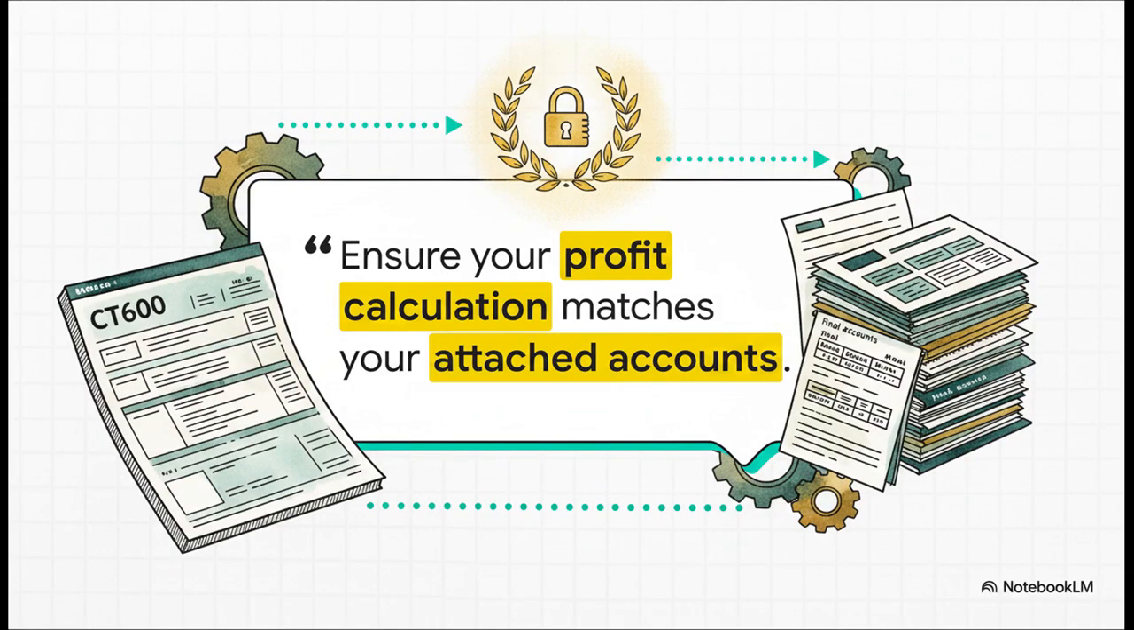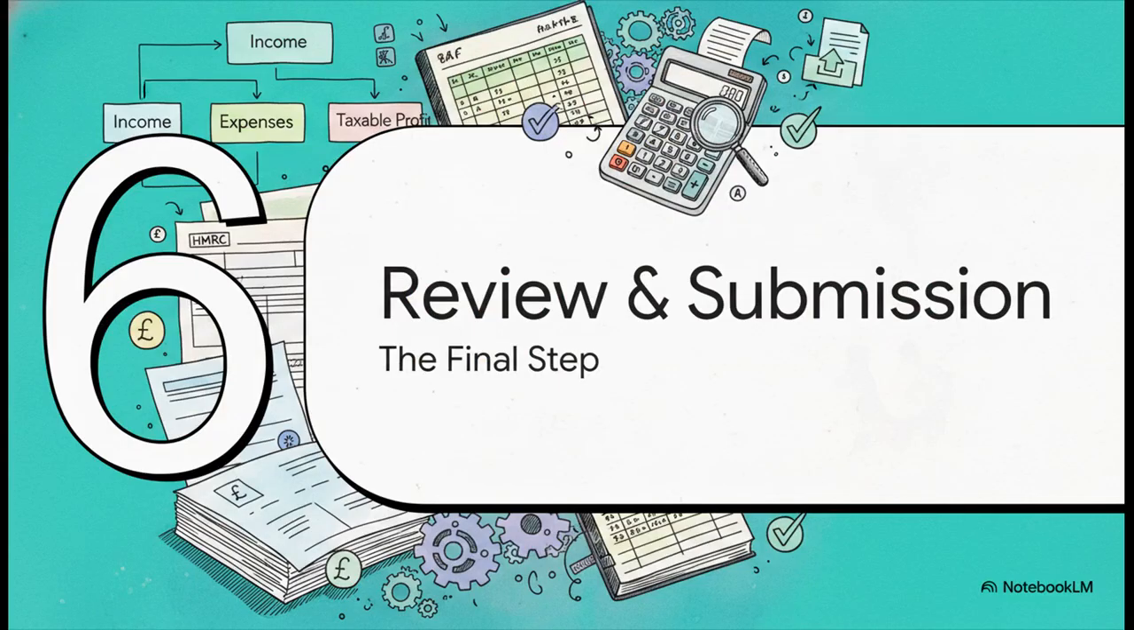Okay, here is the absolute golden rule of tax prep. I want you to write this down. Matching your profit figures on the CT600 exactly to your attached final accounts is the #1 way to keep HMRC from rejecting your filing. The numbers on the form and the numbers in your attachments must speak the exact same language. No exceptions.